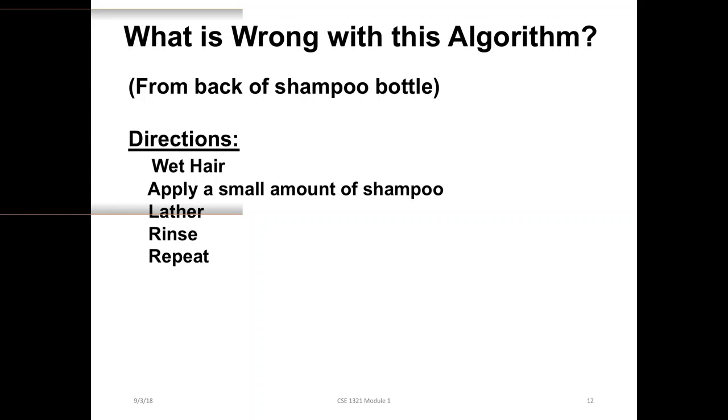For instance, look at this code. This is an algorithm for how to do hair shampoo. Do you find any mistake in this algorithm, Munim? What is wrong with this algorithm? Do you find anything wrong in this algorithm? Munim, do you find any mistakes here?